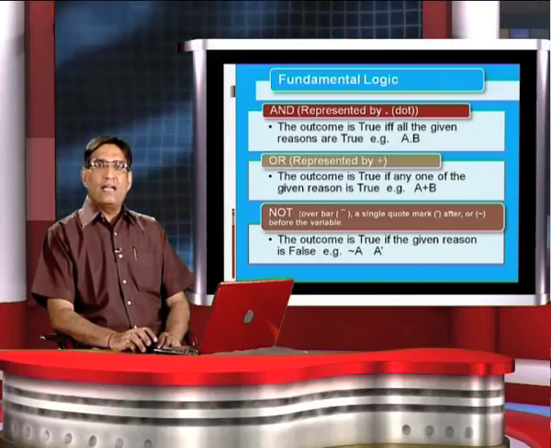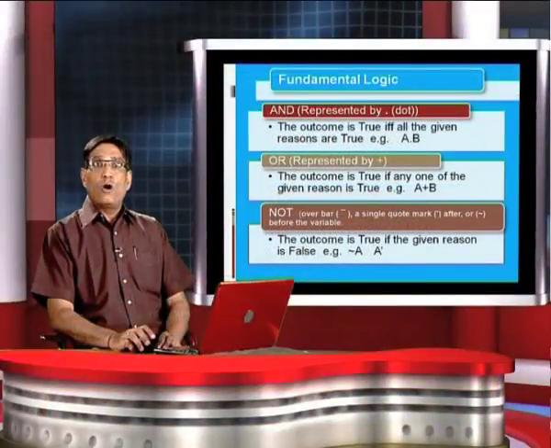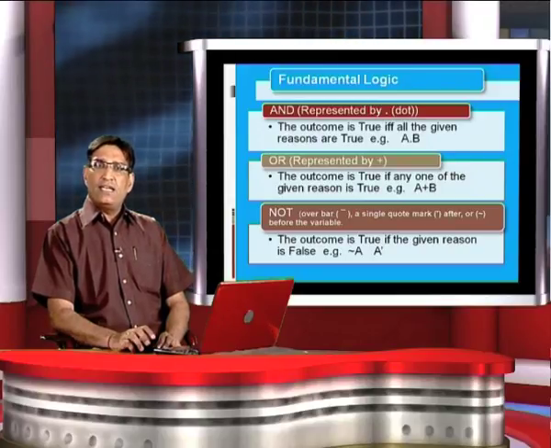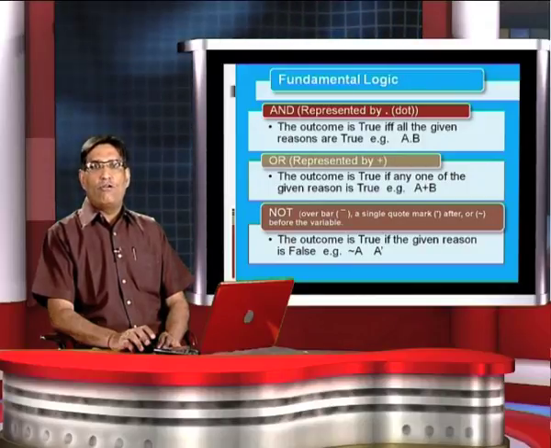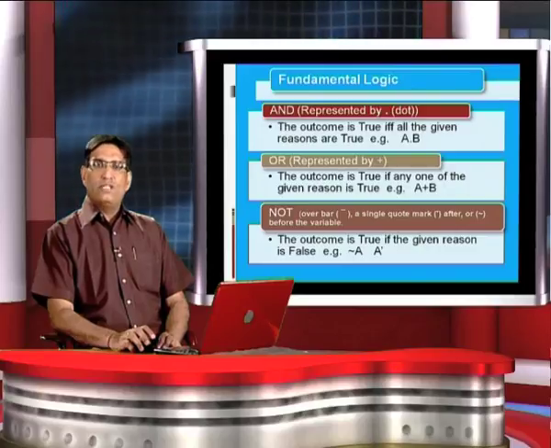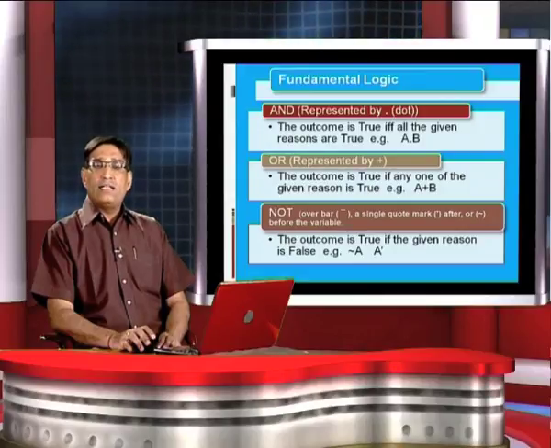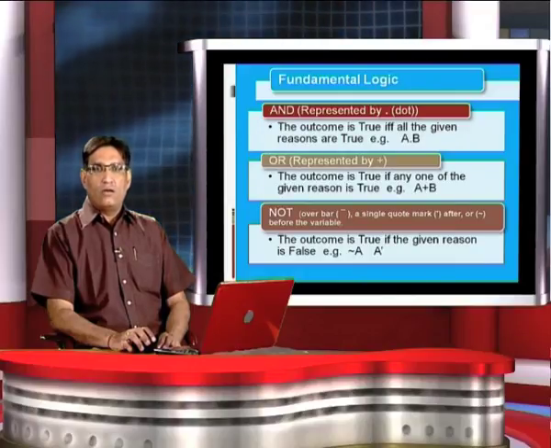But let us talk of the second logic, that is the OR logic, which is represented by a plus sign in computers, and the outcome is true if any one of the given reasons is true. That means if I say if it rains or I have an umbrella, then I will go for a walk. If it is raining, I will go for a walk. If I have an umbrella but it is not raining, then still I will go for a walk. If either of them is true, yes, I will go for a walk. That means I will not go for a walk if neither I am having an umbrella nor is it raining. So it is termed OR logic.